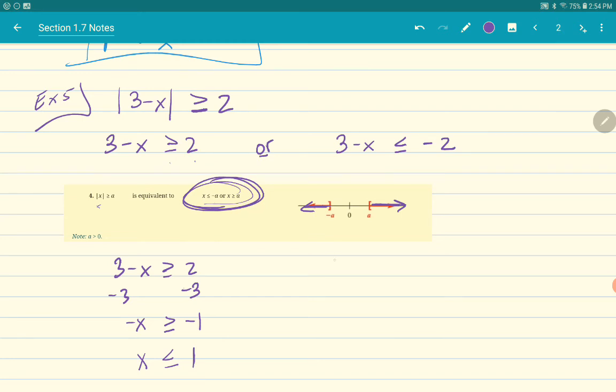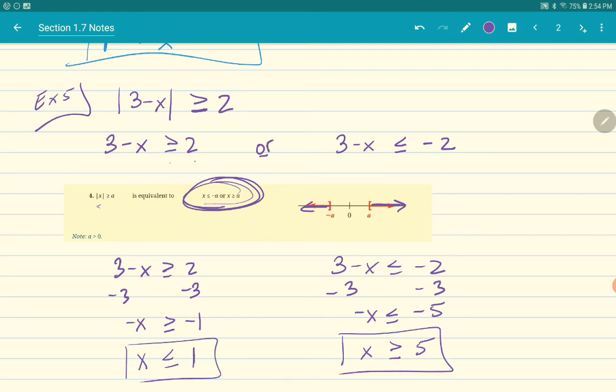And let's do it over here on this equation now. 3 minus x is less than or equal to negative 2. I subtract 3 from both sides and get negative x is less than or equal to negative 5. And flip everything to make it opposite, so I get a positive x, flip the sign so it's greater than or equal to, and change the negative 5 to a 5. So here's the two pieces of my solution.